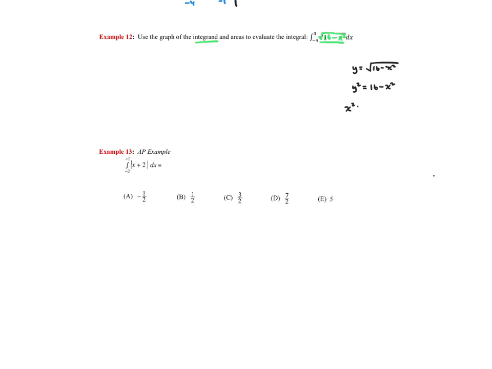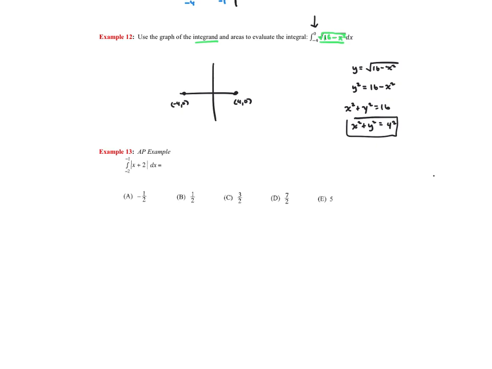I'm going to add x squared to both sides, and then I'm going to rewrite this in this form. This equation right here is the equation of a circle with a radius 4. Now it's asking me to integrate just positive square root of 16 minus x squared. So let's graph this thing. We're going to have a radius of 4, so this point will be -4, 0, and +4, 0.